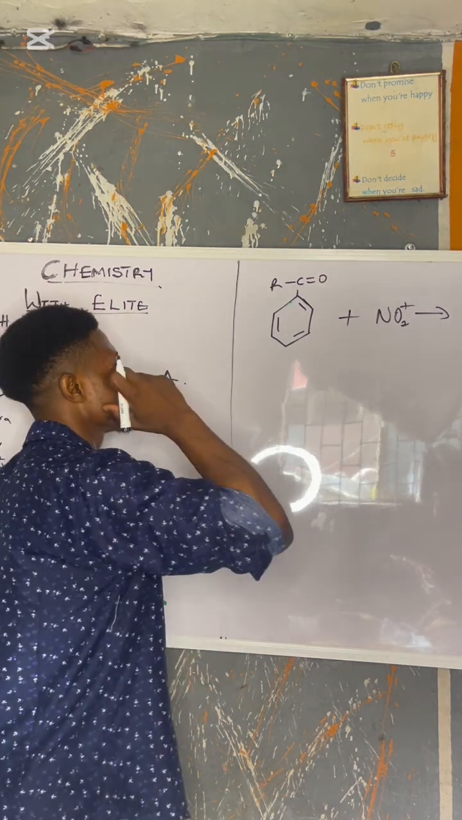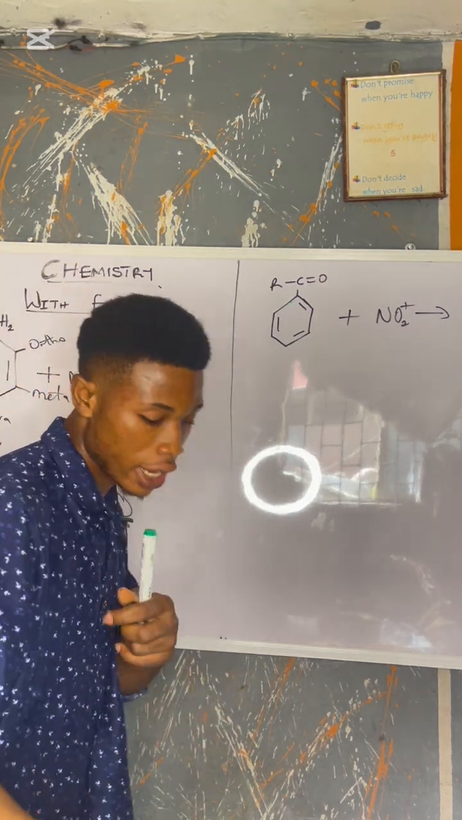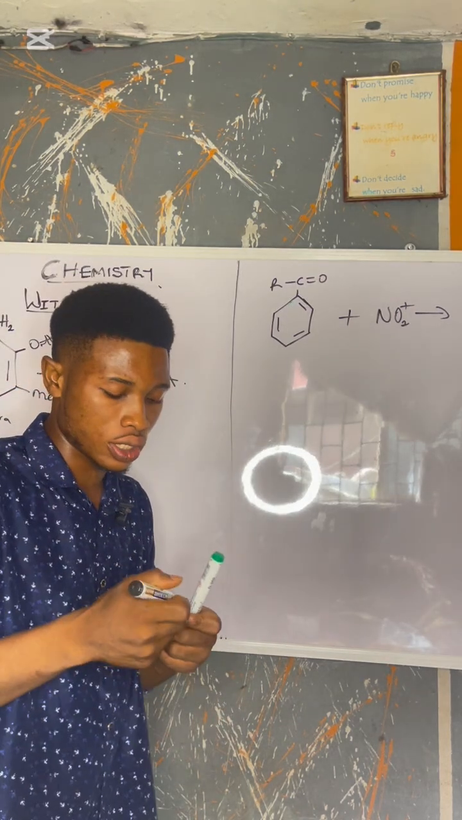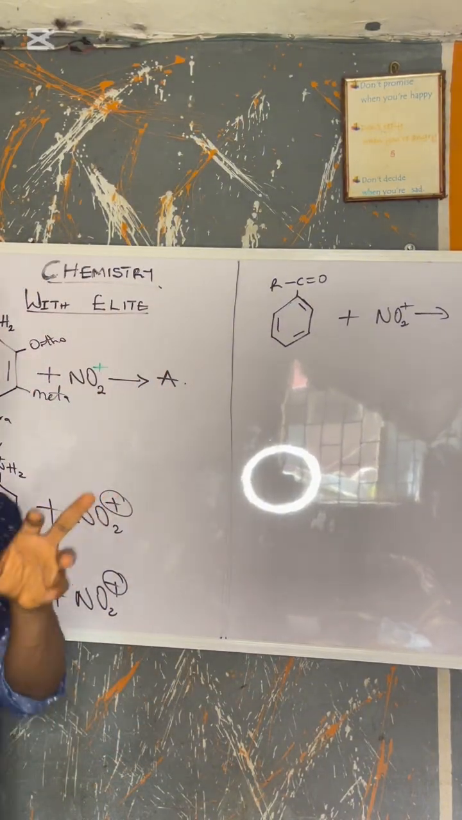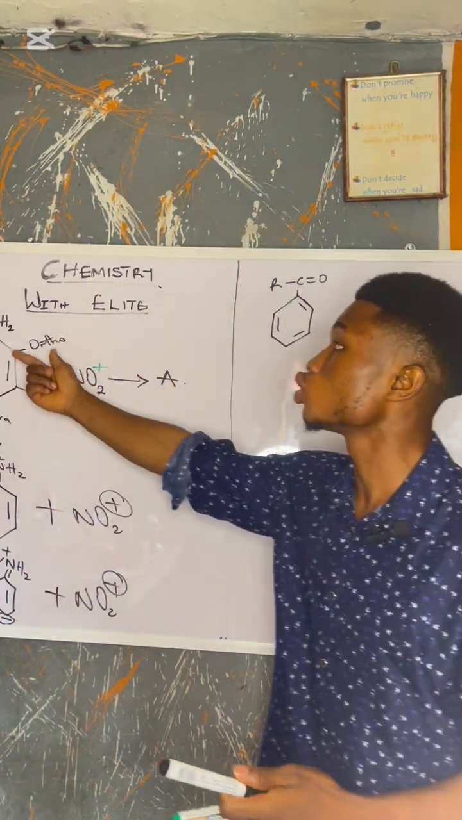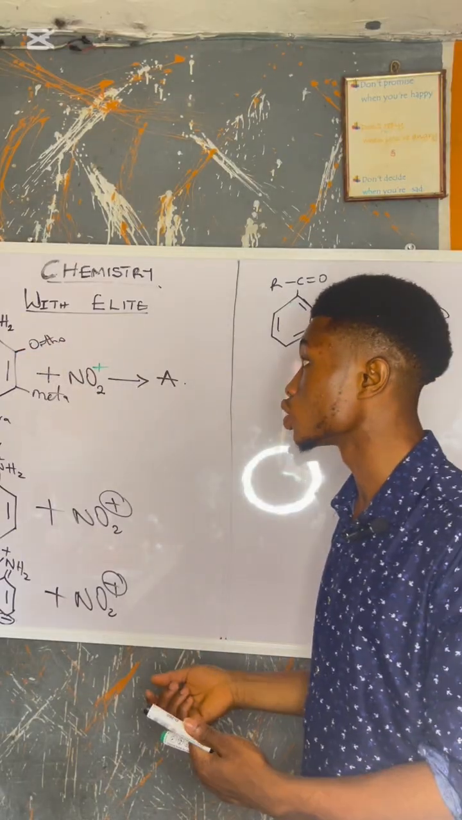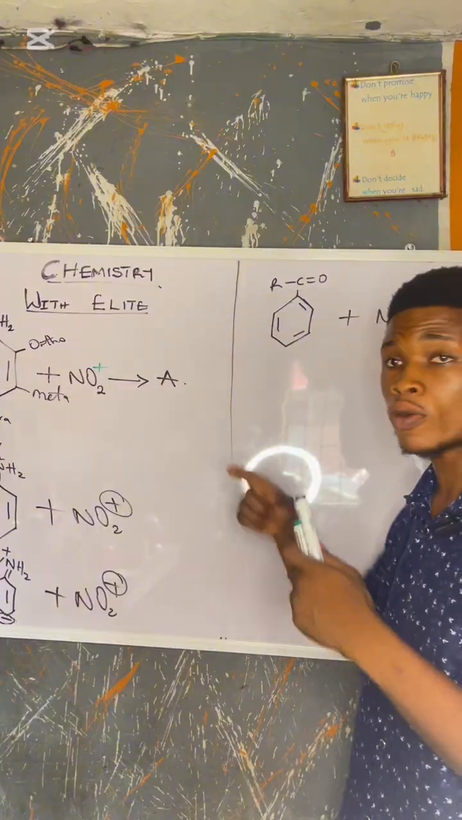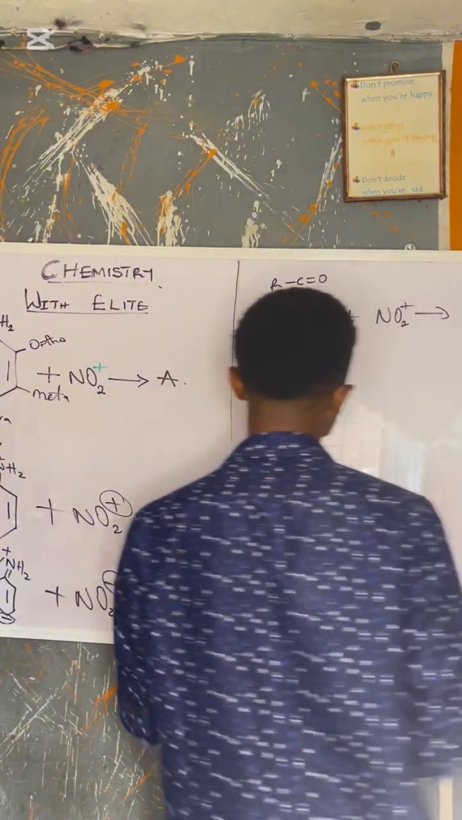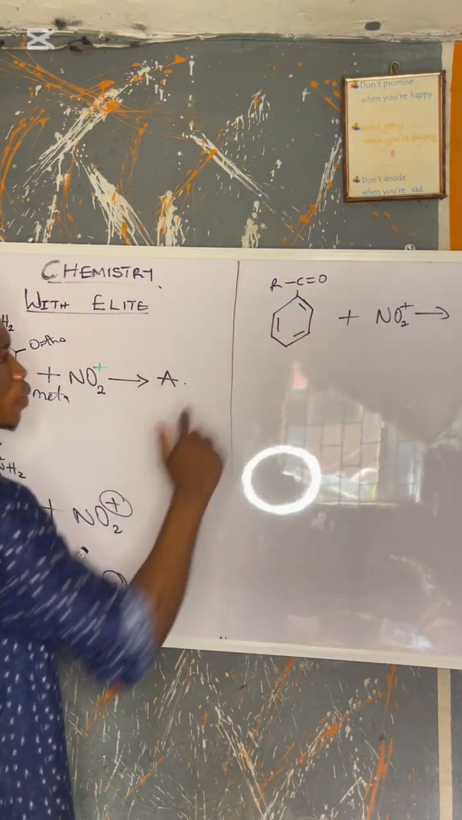Now, since this is a deactivator, electron withdrawing, not an electron donating group, we know that the position it should take is what? It is meta. Because I already mentioned that for an electron donating group, it will be ortho and para. But electron withdrawing is going to be meta. But why is it meta? Let's see why it is. The position is going to be meta this way.